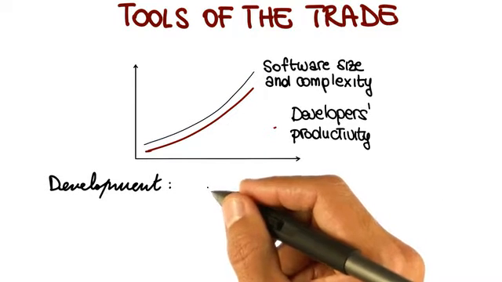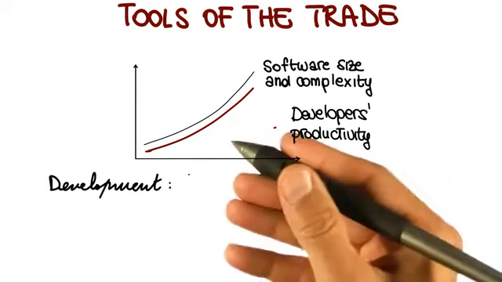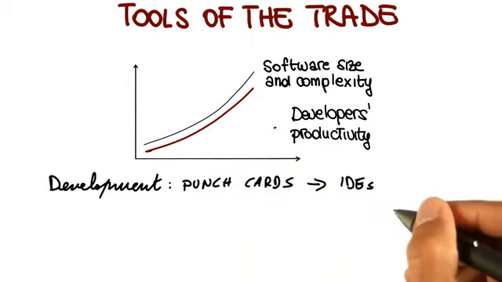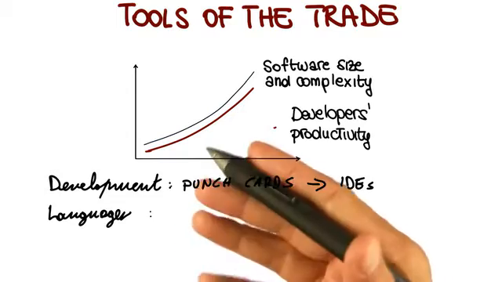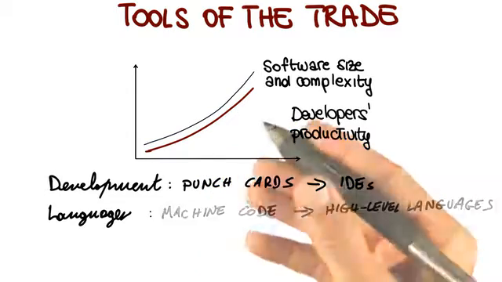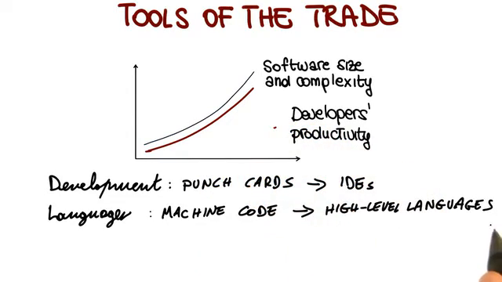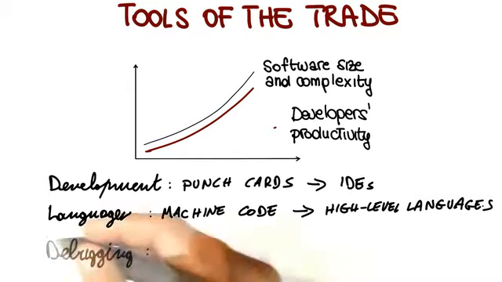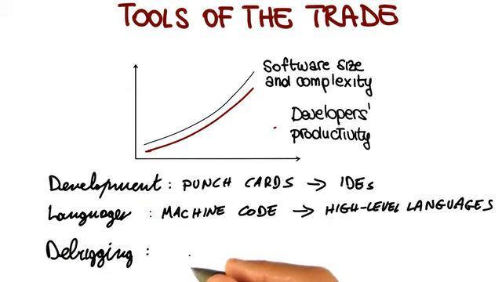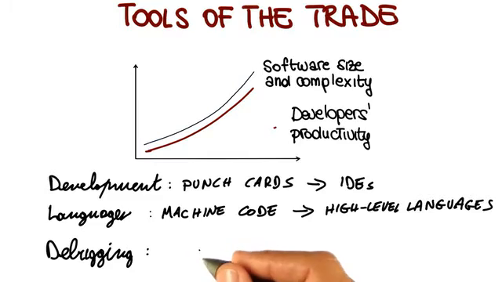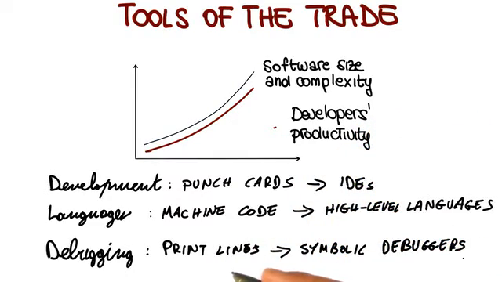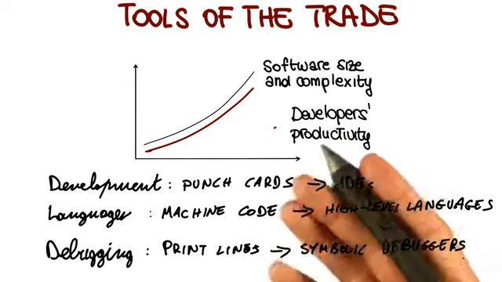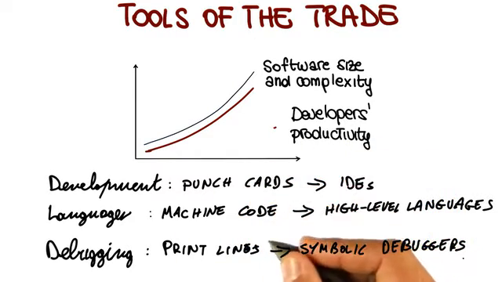For example, if we're talking about development, think about what kind of improvement it was to go from punch cards to modern IDEs. If we're talking about languages, think about how much more productive developers became when going from writing machine code to writing code in high-level languages. And finally, if we talk about debugging, which is a very important and expensive activity, moving from the use of print lines to the use of symbolic debuggers dramatically improved the effectiveness and the efficiency of development. And these are just some of the tools that we will discuss in the rest of the class.